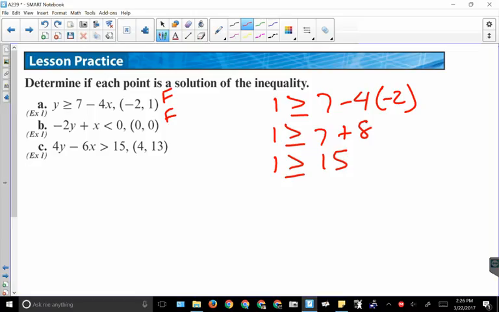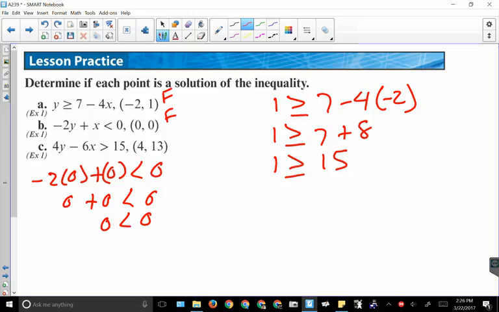Okay, so let's see if maybe he got B right. So for B, negative 2 times 0 plus 0, is that less than 0? Well, that gives me 0 plus 0, is that less than 0? So is 0 less than 0? No, so false. So you are correct on that one. So you at least got 1 out of 2.